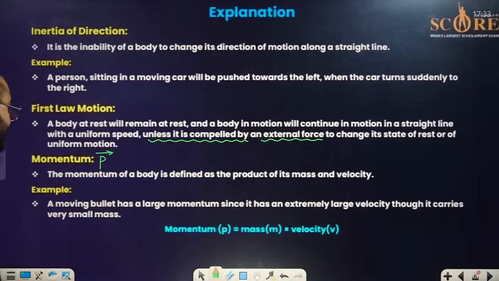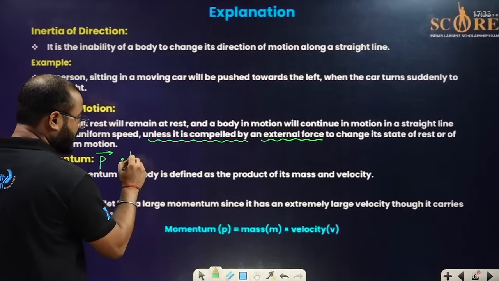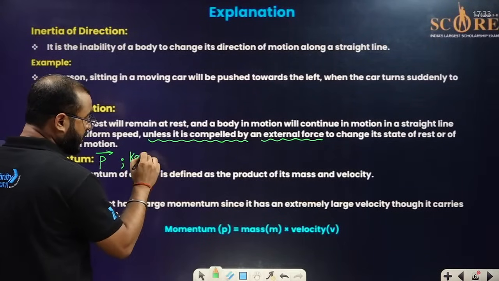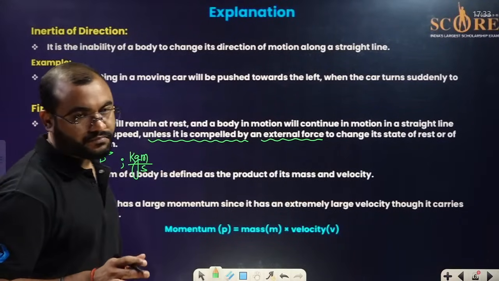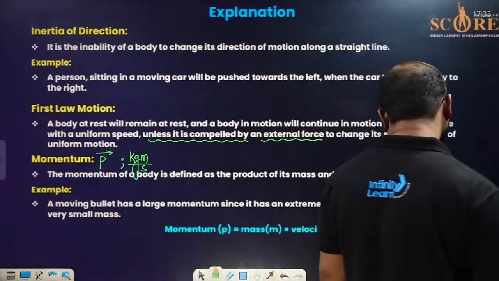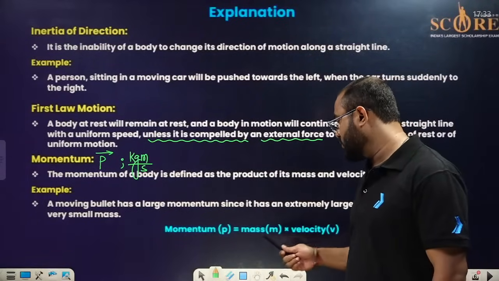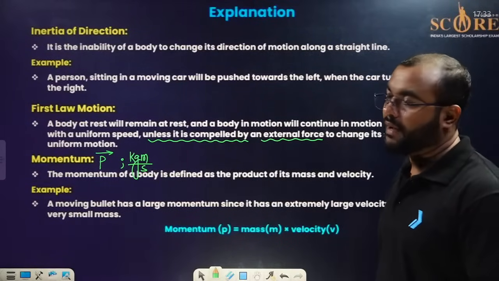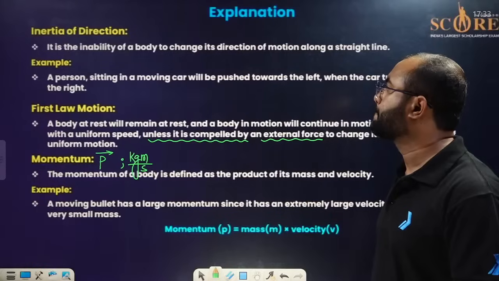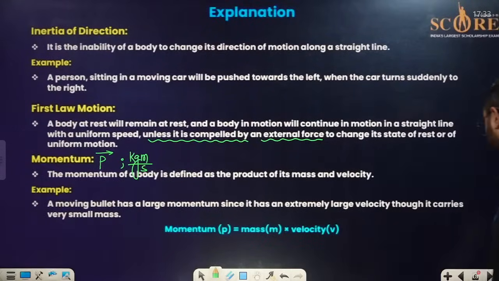If we talk about the SI unit of it, mass is in kg and velocity is in meter per second. So kg meter per second is the unit of momentum of the body. Getting my point? The formula for finding the momentum is P equals m into v, mass into velocity of the body. Now that we have understood momentum, let us talk about the second law, everyone.